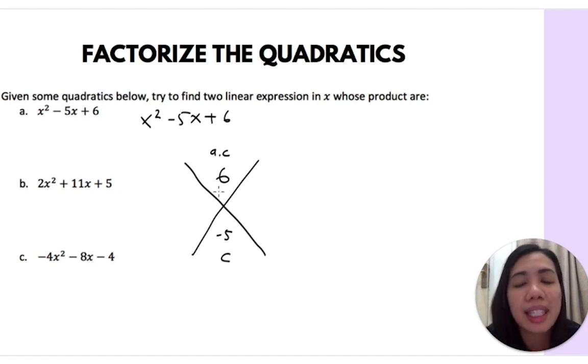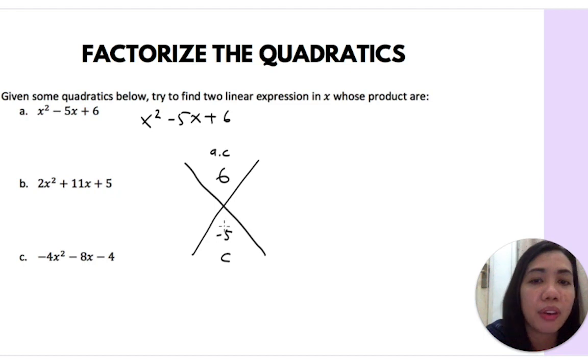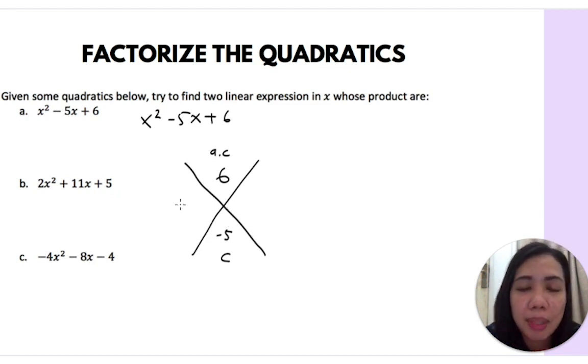We actually can start by looking at this number 6. What are the factors of 6? It can be 2 and 3, right? 2 times 3 is 6, that's right. And then how about if we add 2 plus 3? It is not minus 5. What if we put minus here? So we take the negative of both.